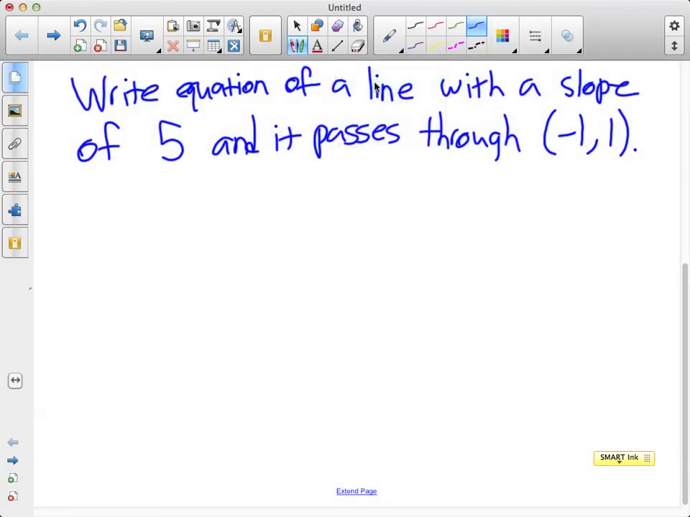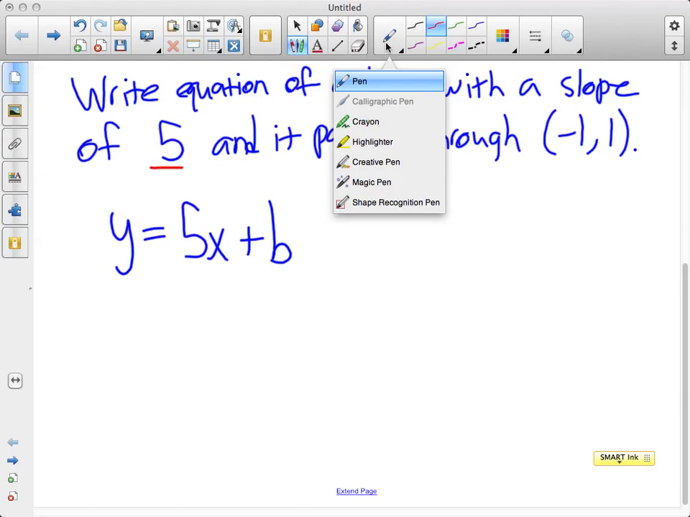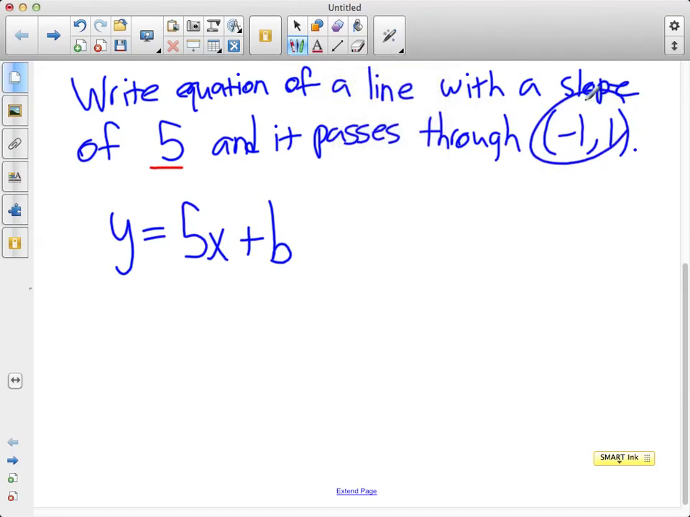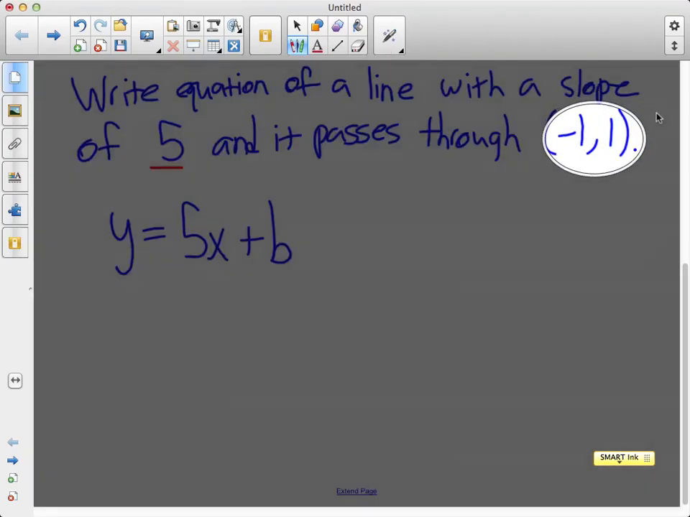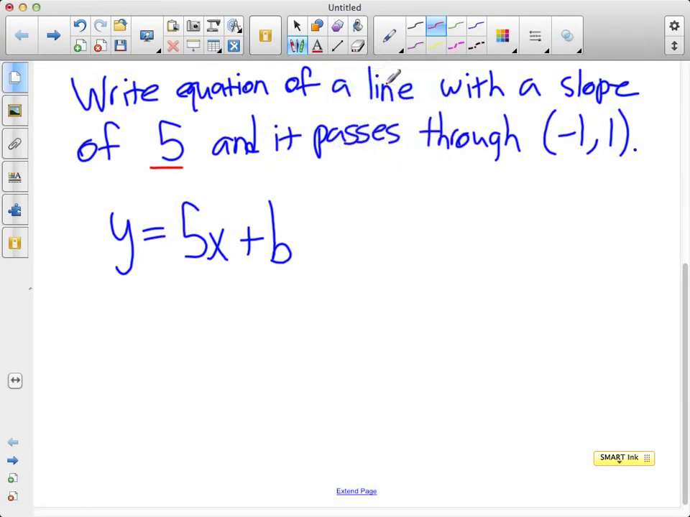But what we can do, because we know part of slope-intercept form, is we know the slope is 5. So let's start writing our slope-intercept form. We have y equals 5x, and then we don't know the y-intercept, so we'll use b as our variable, plus b. But something we do know is we have this point that it passes through, and a point is just an x and a y. So for this point, -1 is x, and 1 is y.